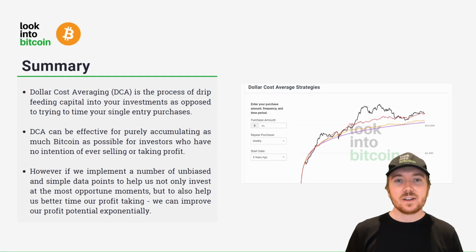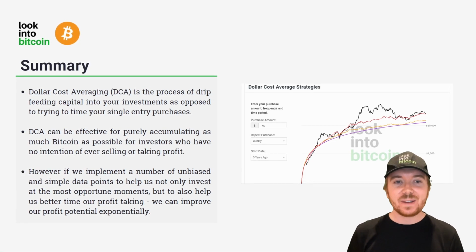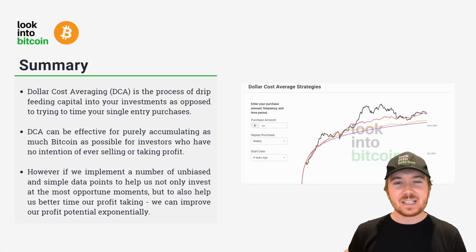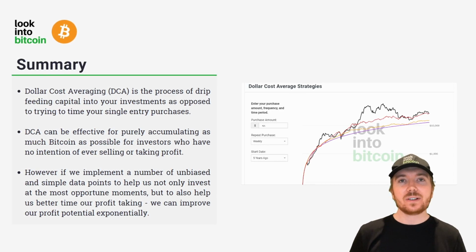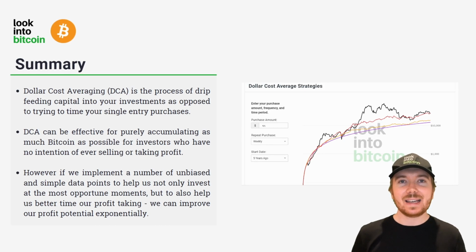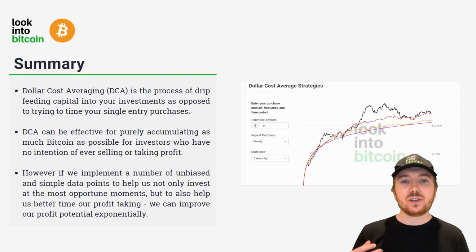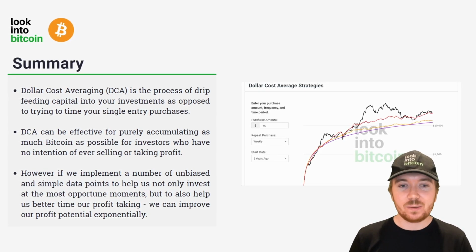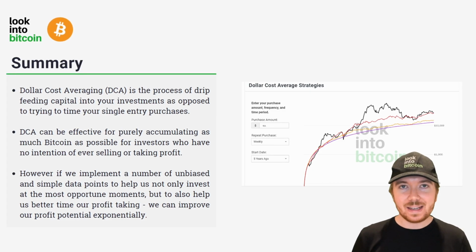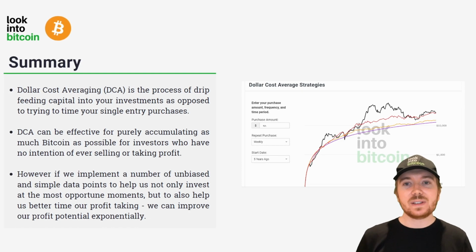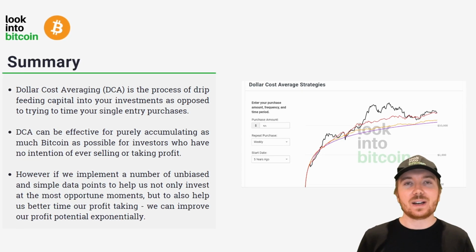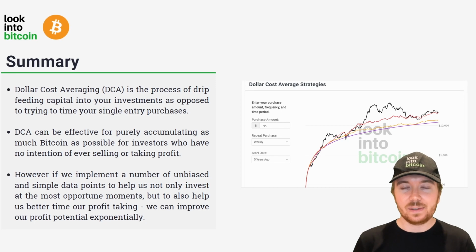So just to summarize, dollar cost averaging is the process of drip feeding capital into your investments as opposed to trying to time your single entry purchases. And as we've seen, dollar cost averaging does make sense. Timing the market is very hard, and especially if you're accumulating as much Bitcoin as possible with no intention of selling or ever taking profit, it's really hard to beat dollar cost averaging, especially due to its simplicity of just buying a fixed amount regardless of price at set intervals.